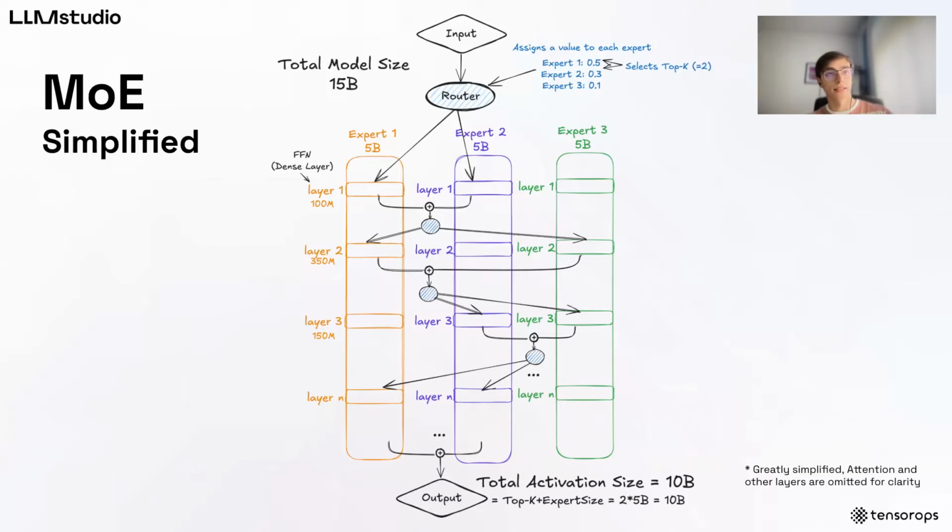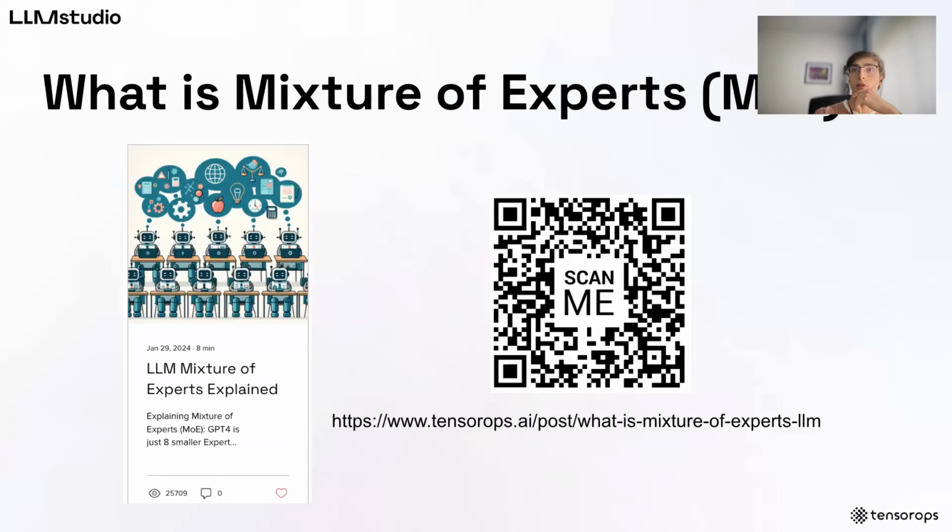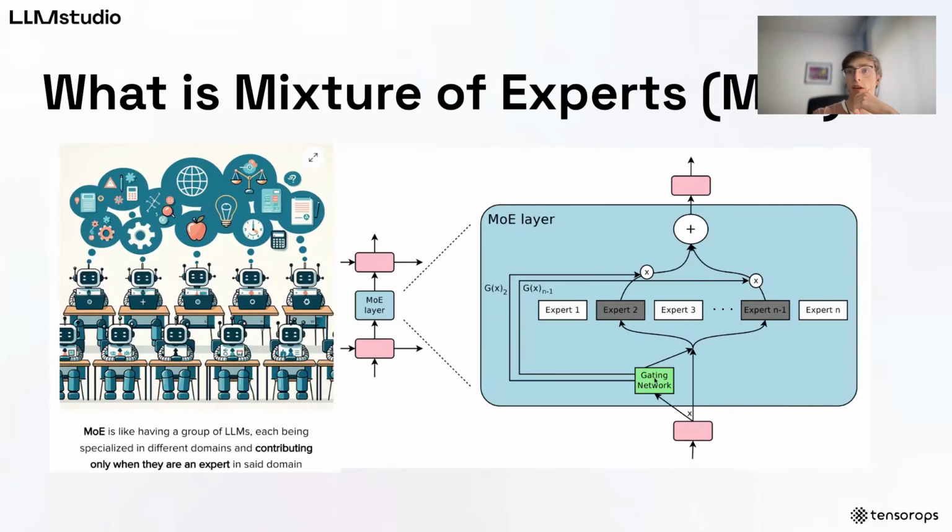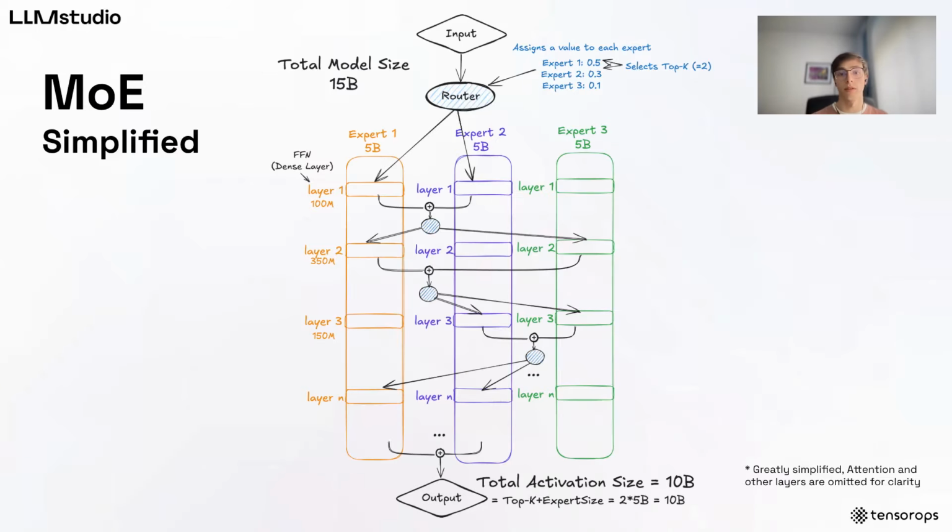So let's start with the diagrams. Don't get too scared. This is a simplified version, and I'll explain it. I promise that it's very simple. So again, looking at the image in the back, we have the router, the gating network, and we have each expert. The router sends to more than one expert. Then the ones that the input was sent to contribute to the answer. This is what is here.